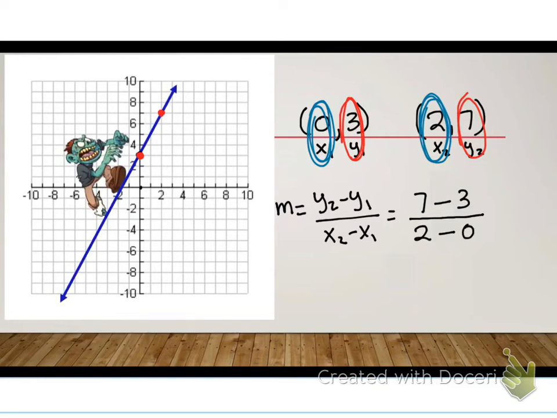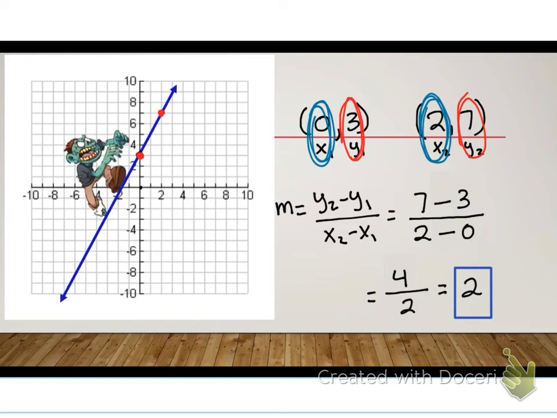So let's calculate that. At the top we have 7 minus 3, and we know 7 minus 3 is going to equal 4. And then 2 minus 0 is going to be a 2. We can also simplify that. So 4 divided by 2 is a 2. So our slope is going to be 2, or 2 over 1.